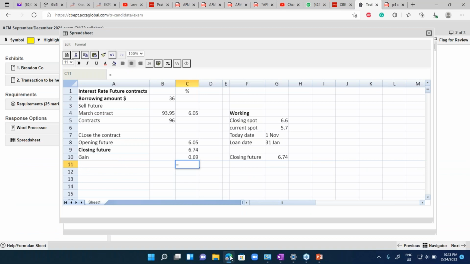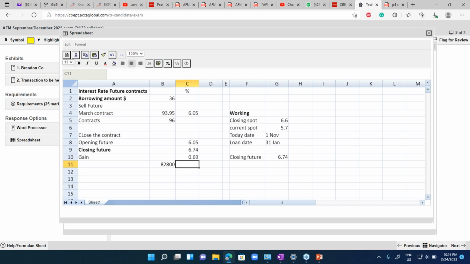So 69 is the number of ticks. Divide the 0.69%, which is in percentage, with 0.01%, that is 69 ticks, into tick value 12.5 into number of contracts 96. So 82,800 is the gain.